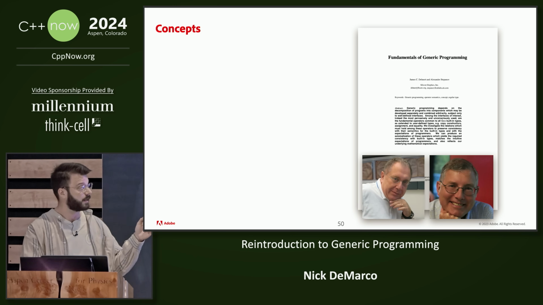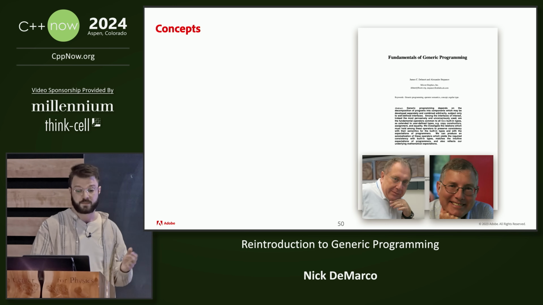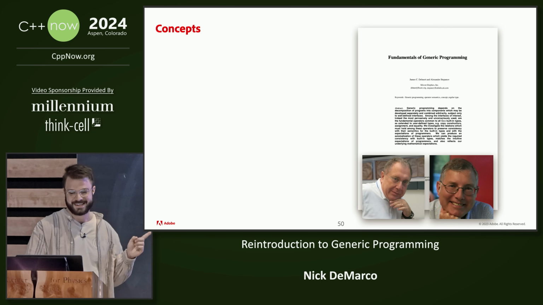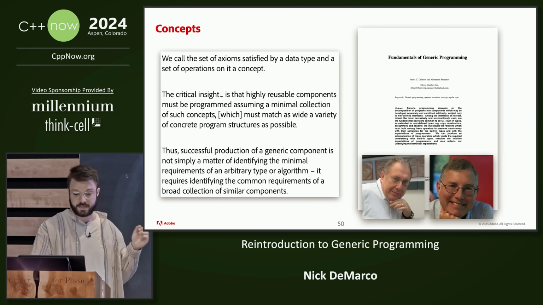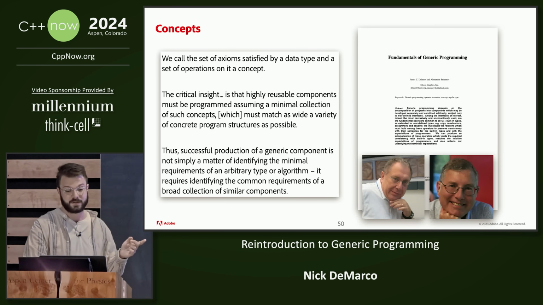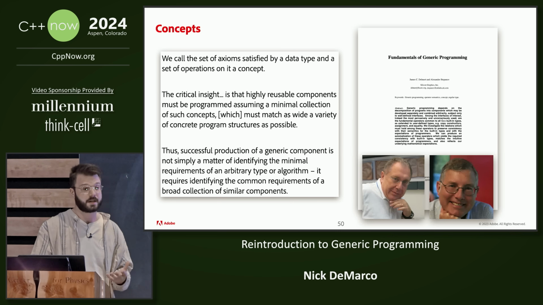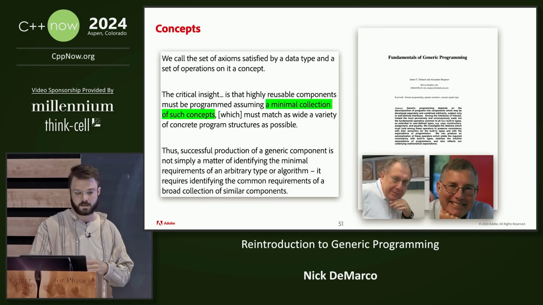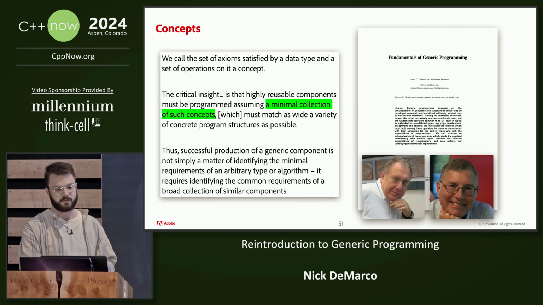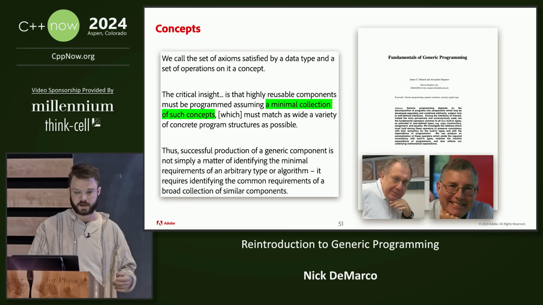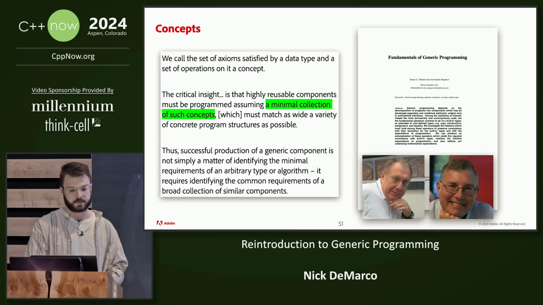If you're not familiar, this is Alex Stepanov and James Dehnert, clearly both fans of the intellectual chin support pose. And in one of the earliest texts about generic programming, they say that we call the set of axioms satisfied by a data type and a set of operations on it a concept. An axiom is just a fancy word for the semantics that we documented in our comments a second ago. And they go on to say we want a minimal set of these concepts, which match as many concrete non-generic program structures as possible.